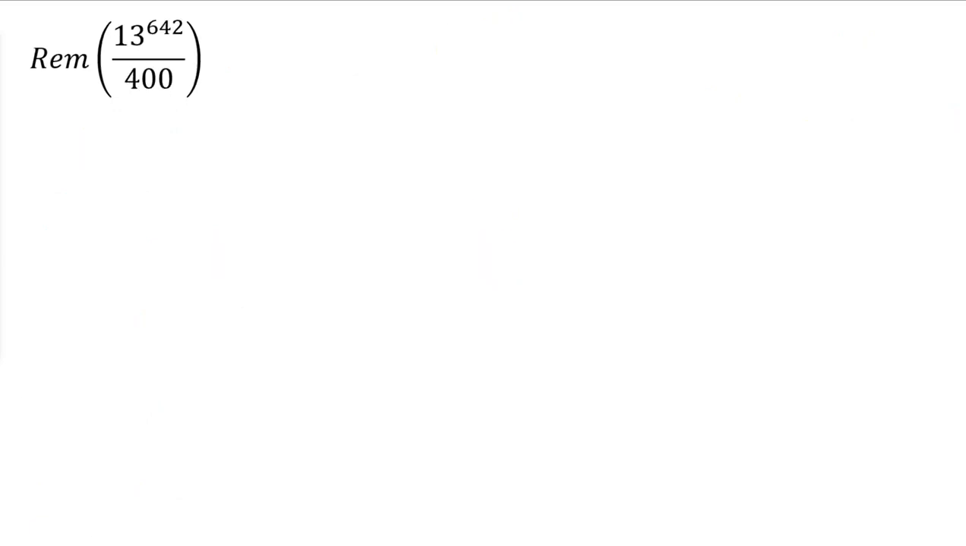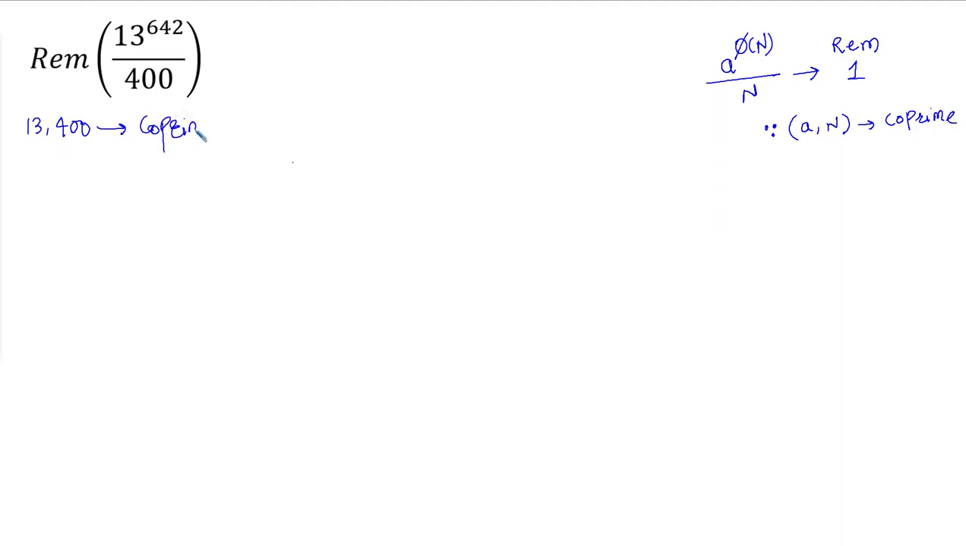Okay, now let's start with the next example. The next example is 13 to the power 642 divided by 400. So now over here 13 comma 400 is a co-prime pair. We are dividing it by 400, so let's find the Euler of 400. 400 is 16 into 25, that is equal to 2 to the power 4 into 5 square.